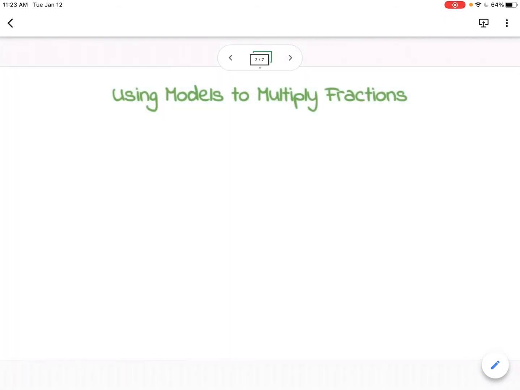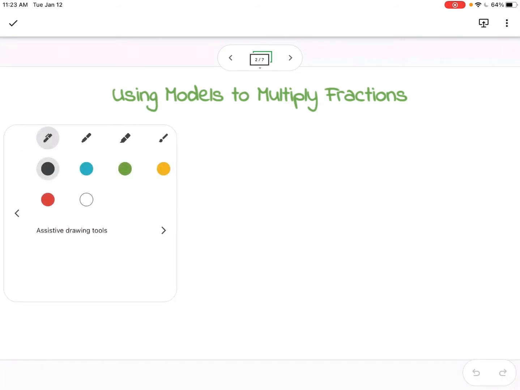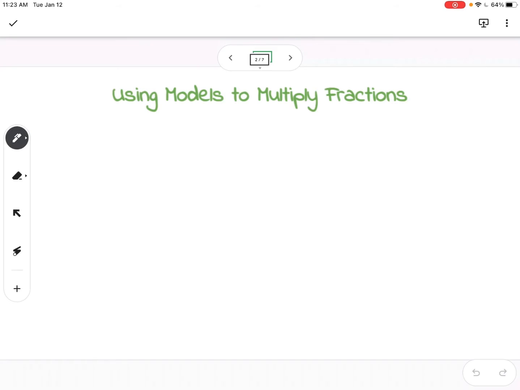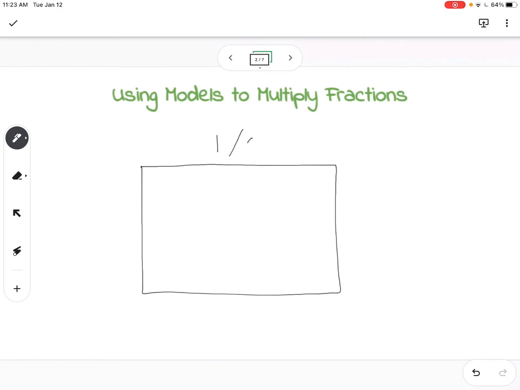All right, we are going to start off with using models to multiply fractions. You might be familiar with this looking something like area, which is something you are familiar with, finding the area of a figure. So if I had a square to create this model, or it looks more like a rectangle, and I am multiplying two fractions, let's name them as 1/2 and 2/3.